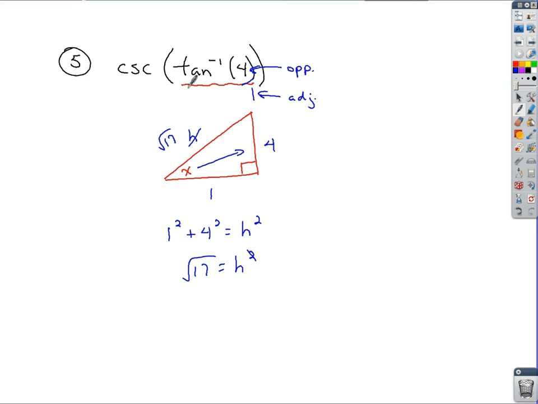So all the inside stuff taken care of, gave us the triangle, even found this extra side to work with. Now we go out to the cosecant. We know cosecant's reciprocal is sine. So let's think for a moment how we find sine. Sine is opposite over hypotenuse. So sine would be 4 over root 17, right? But we want cosecant, so we flip that. It's root 17 over 4.